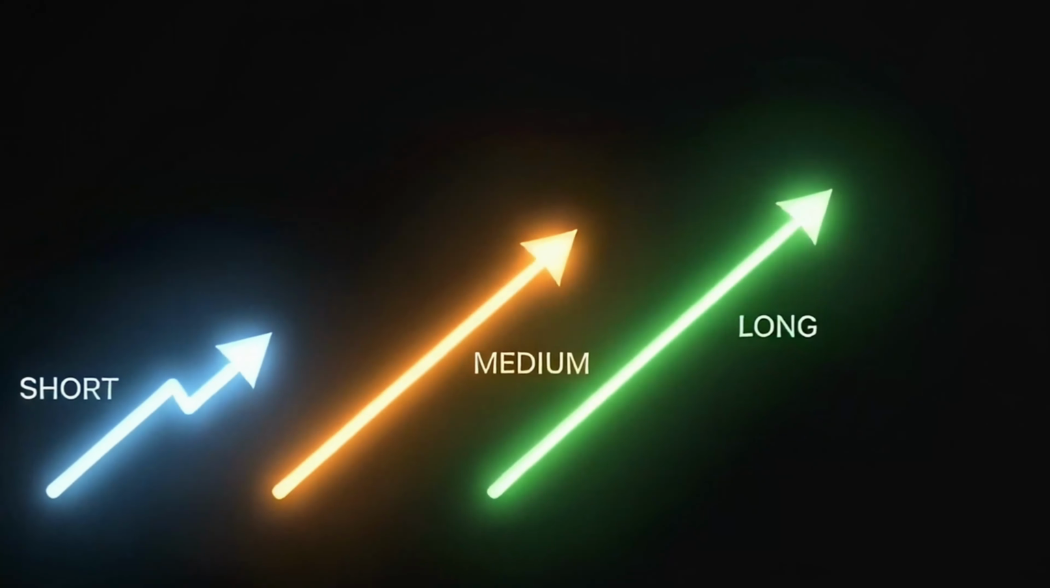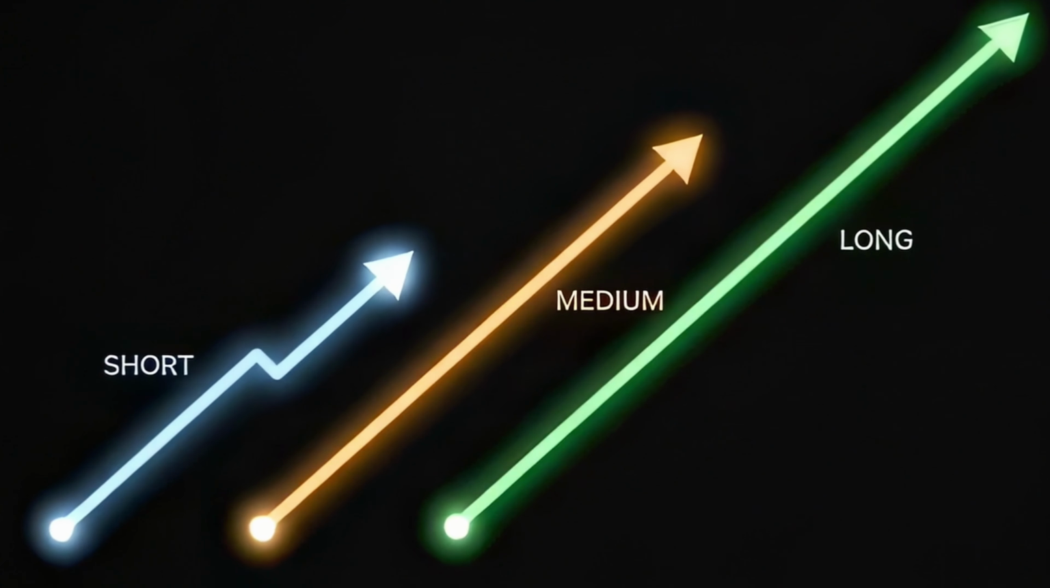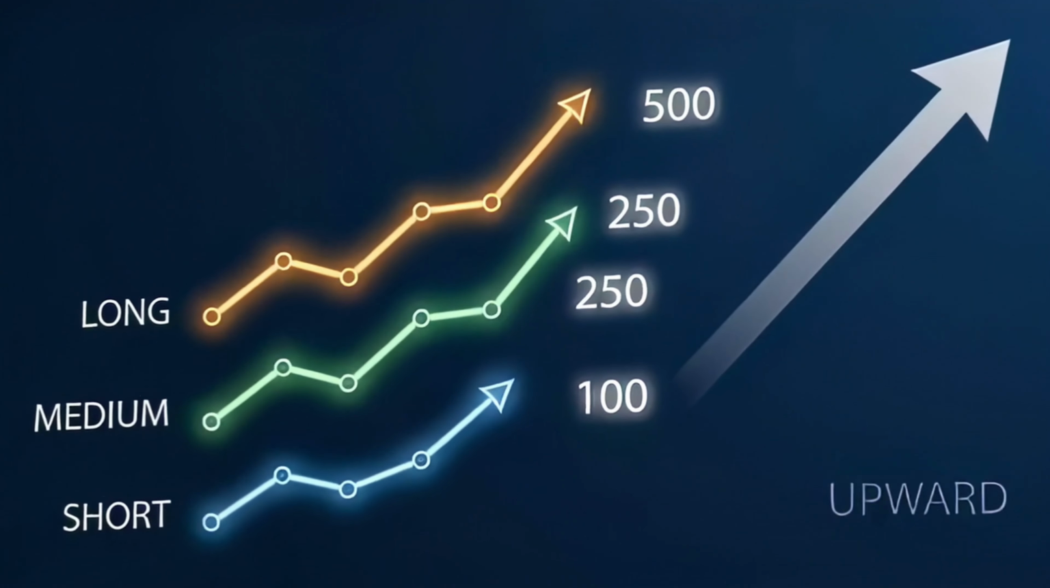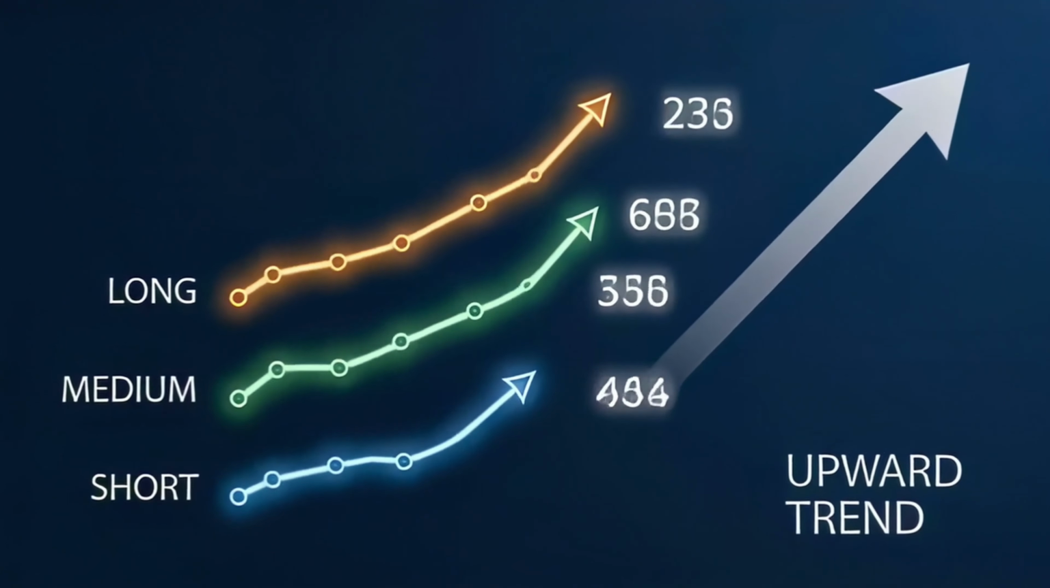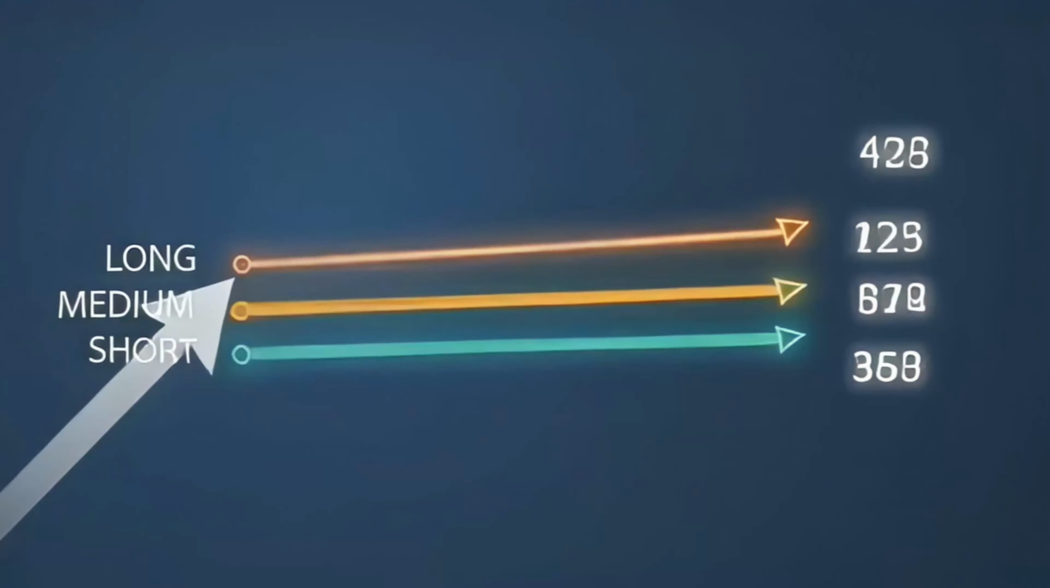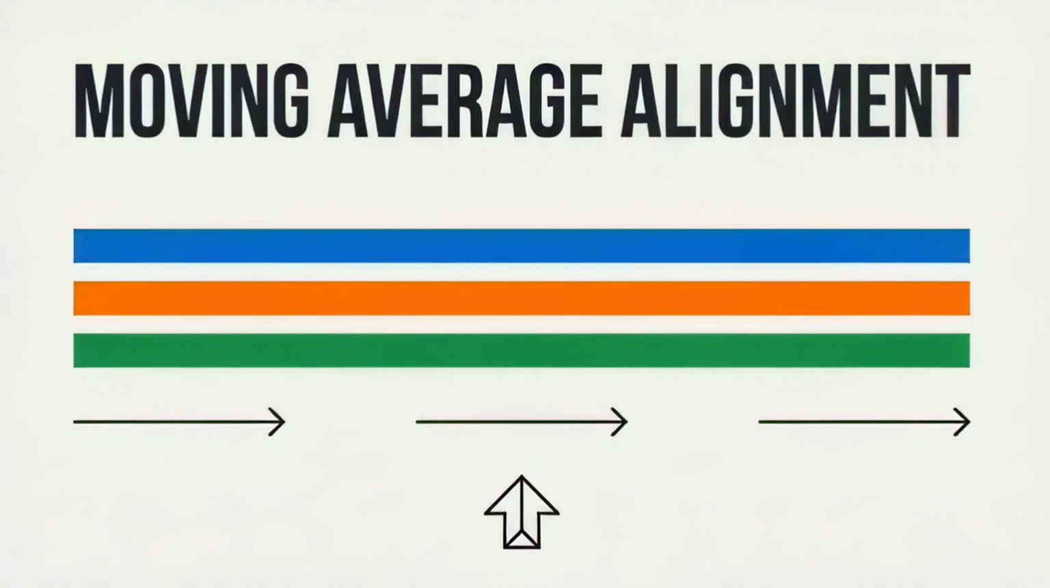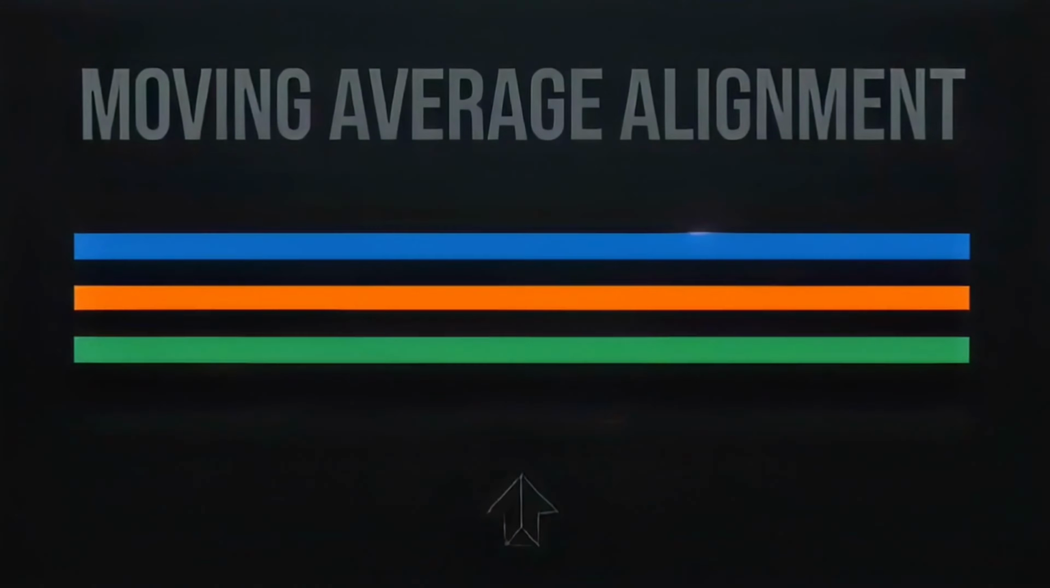When you stack all 3, you're demanding something quite specific, a stock that's trending up on the long term, the medium term, and the short term, all at the same time. Traders call that moving average alignment, and it's one of the simplest, most reliable definitions of a healthy trend there is.